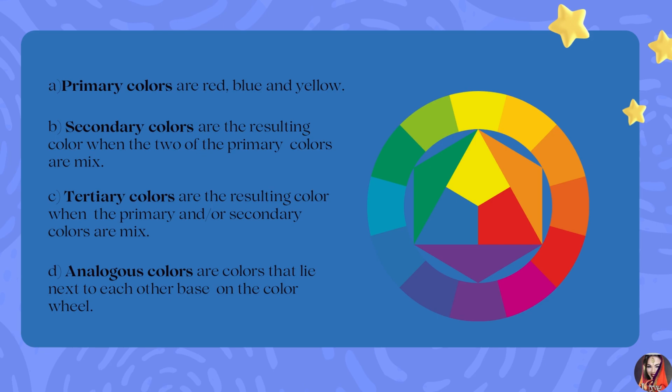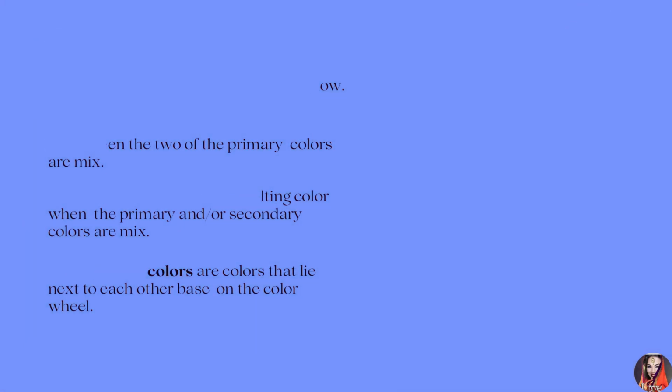Tertiary colors are the resulting colors when a primary and a secondary color are mixed. The tertiary colors are amber, vermilion, magenta, violet, teal, and chartreuse. Analogous colors are colors that lie next to each other on the color wheel. Examples of analogous colors are yellow, orange, and red.